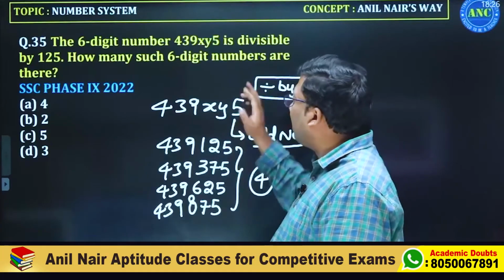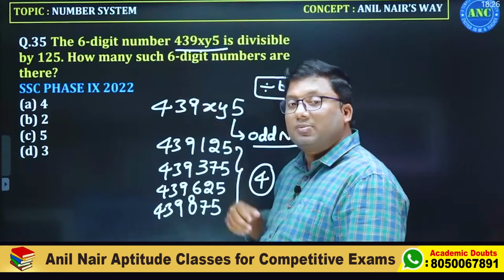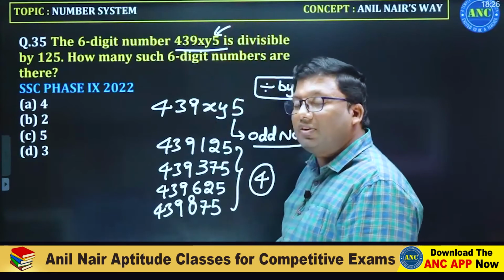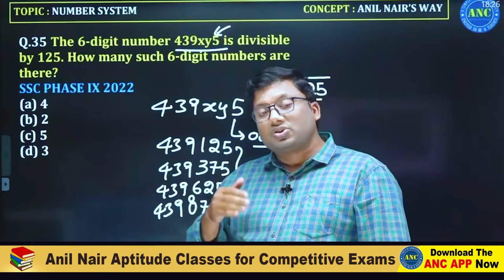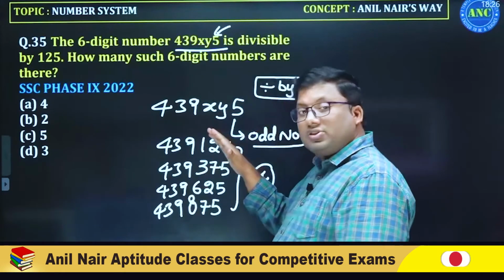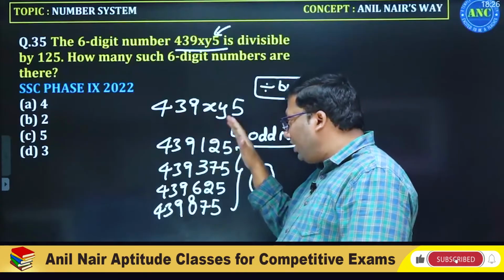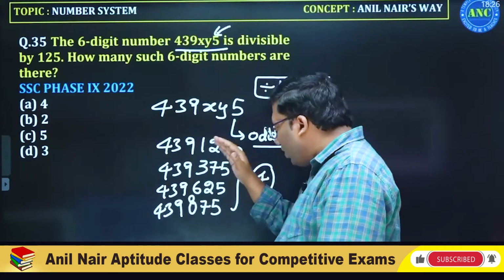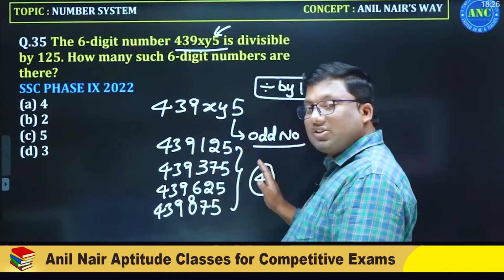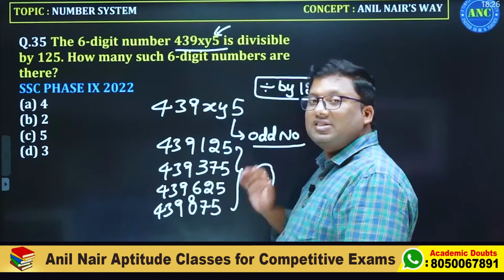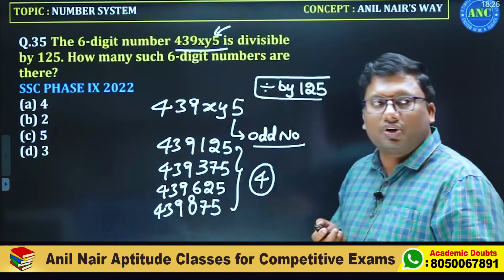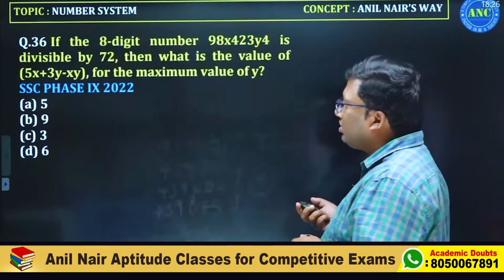Is the idea clear? This number is divisible by 125. It is ending with 5. If it is ending with 5, it is an odd number. So the answer should be an odd multiple of 5. Odd multiples of 125. 125 ones are 125. 125 threes are 375. 125 fives are 625. 125 sevens are 875. So how many such numbers are there? 4 such numbers are there.